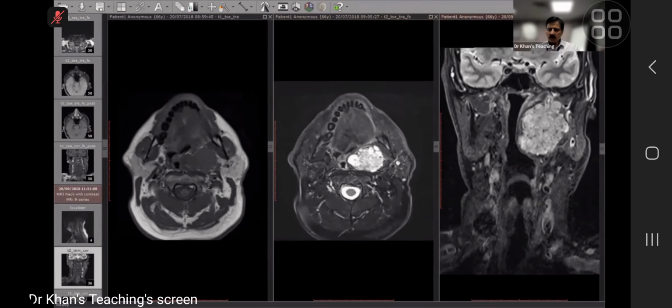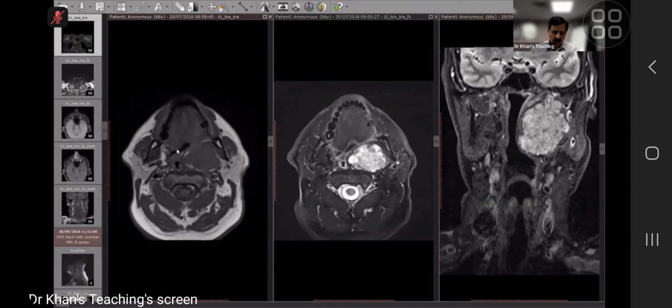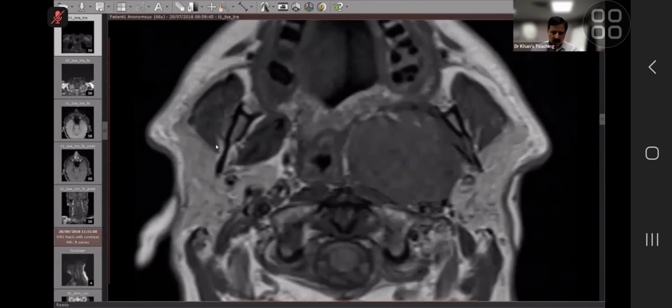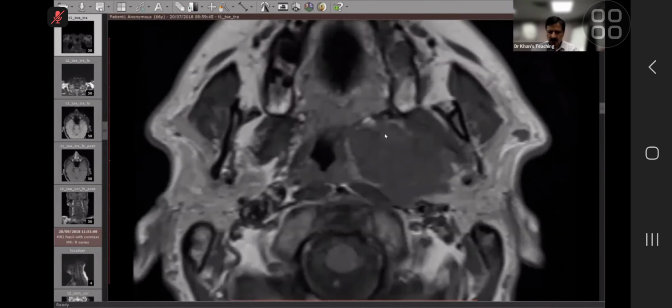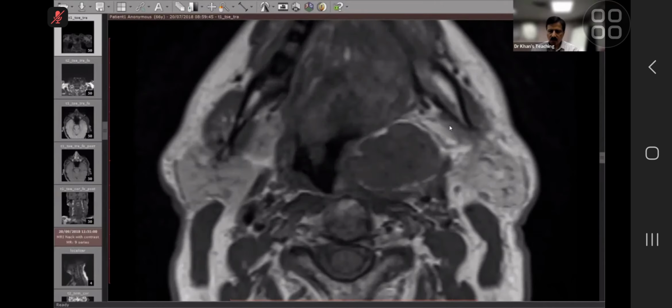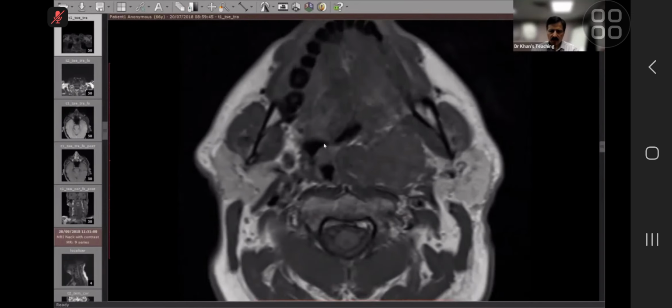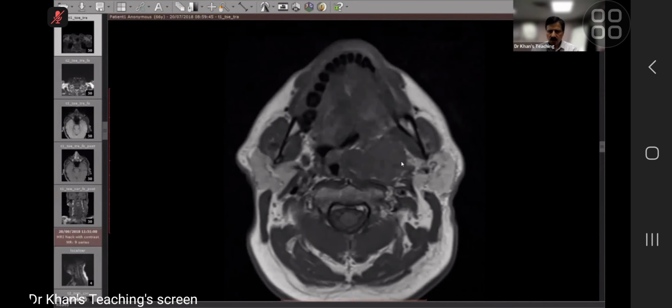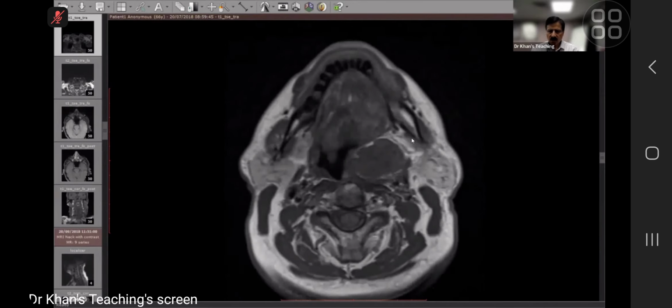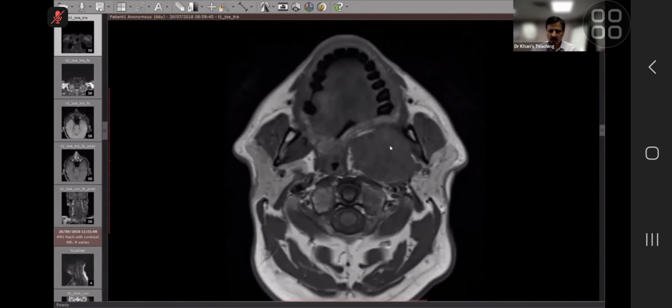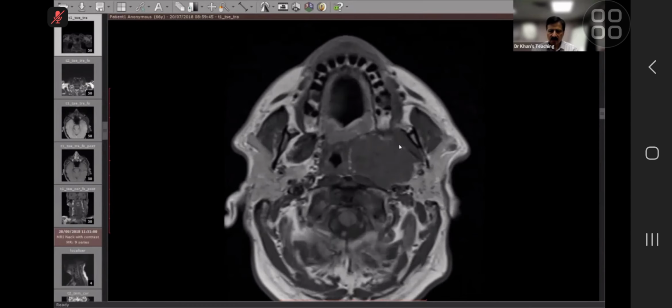Now, if you see here, let's go to T1 first of all. This is the T1, and here one can have a debate about what is happening. As I am going from inferior to superior, let me make it slightly smaller. It is too large. Now it is better. So this is one of the pterygoids. The second pterygoid, you don't see it. Compare it here, and this pterygoid is completely replaced by this mass.